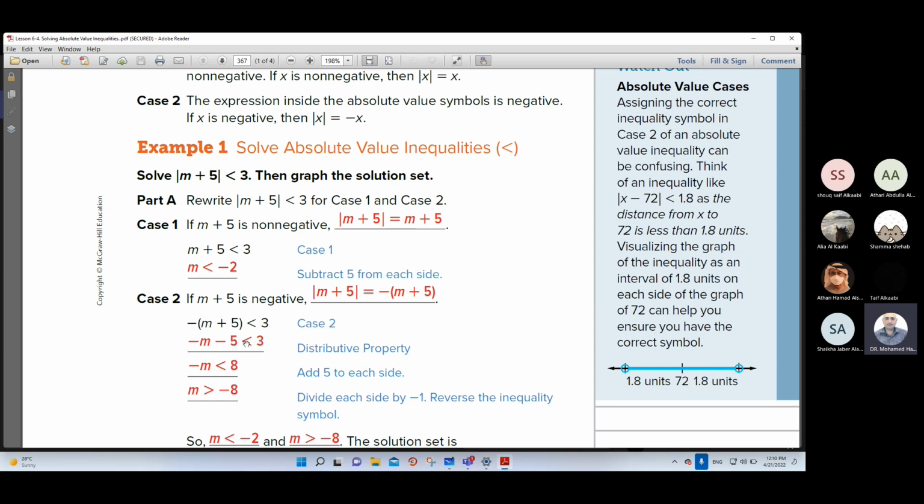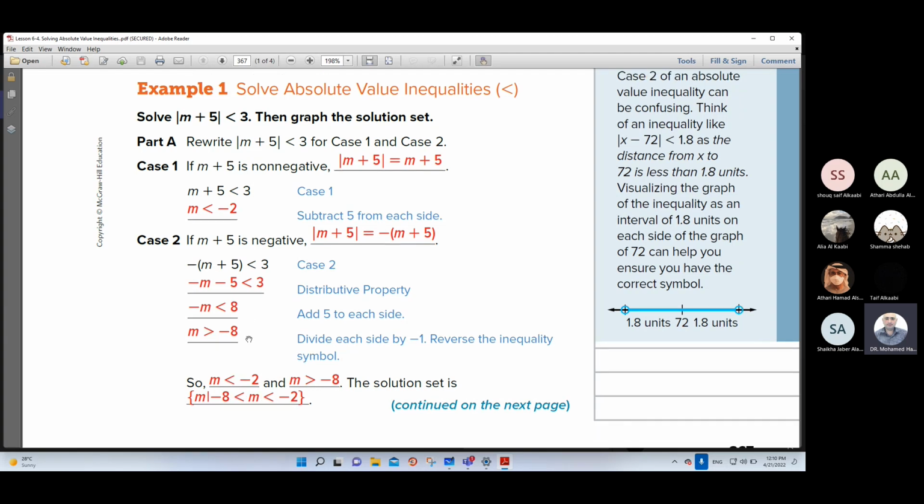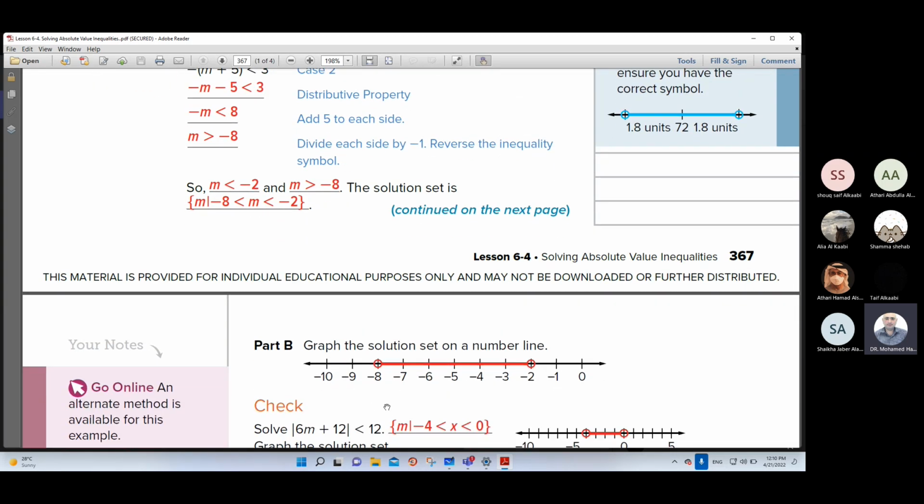Then we can solve this inequality. We will get the second case: m greater than negative 8. So the solution set will be the variable m such that m is between two values, less than negative 2 and greater than negative 8. Then we can graph the set of the solution.